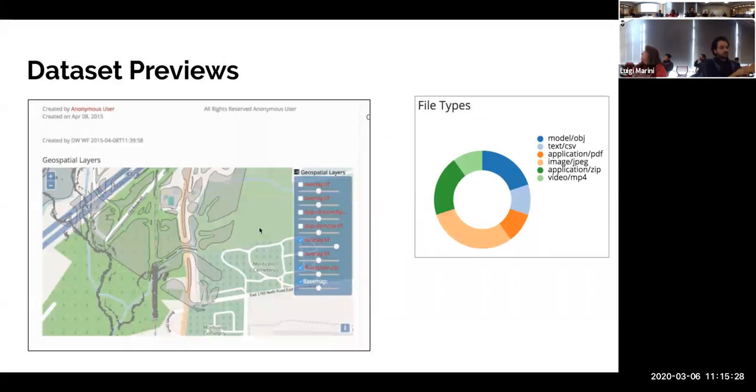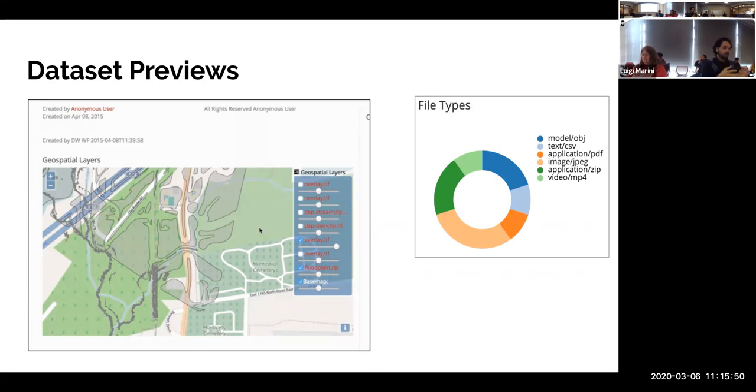So far I've been talking about files. We do have dataset previews and previewers. Actually, previews, and I'll qualify what that means in a second. Clowder organizes files in containers called datasets. Datasets have the files as well as metadata and a lot of other information about that data.